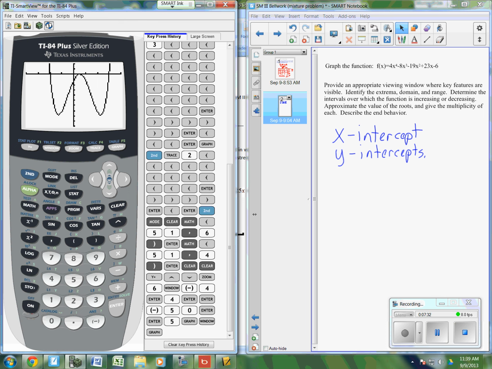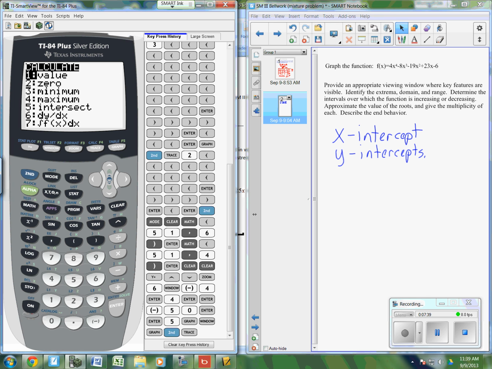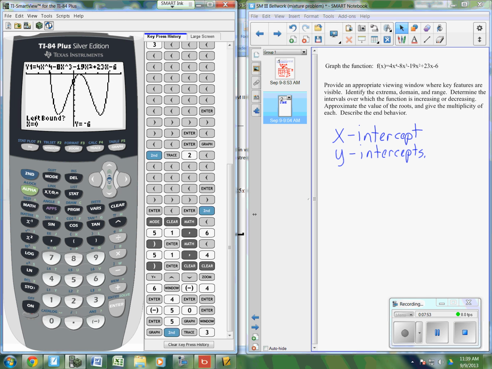Remember how to access the calc menu? Above the trace, it says calc, so we hit second and trace. Number 3 and 4, minimum, maximum. Which one do I want? I want a minimum, right? So I hit number 3. My cursor right here is flashing at 0, -6, and it's asking me for a left bound, and I want to find the one on the lower left.